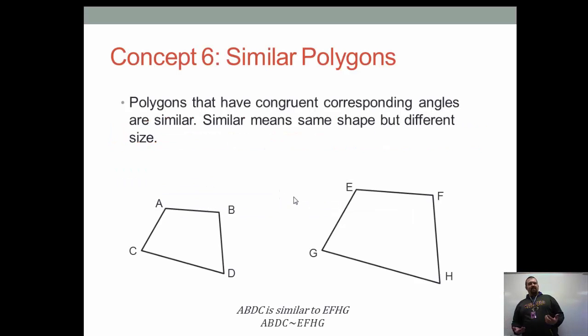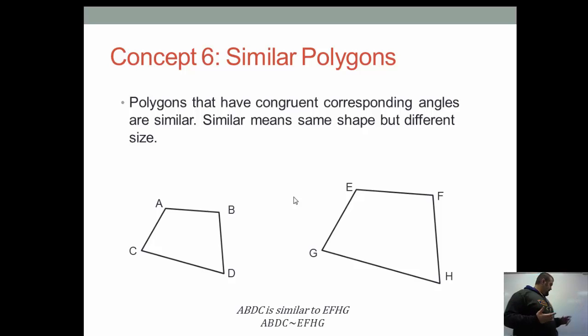Well, polygons that have all their corresponding angles being congruent, or congruent corresponding angles, they are similar. So, what it means is if all the angles match up from one polygon to another polygon, they're similar. Same exact shape. However, it could be a different size.